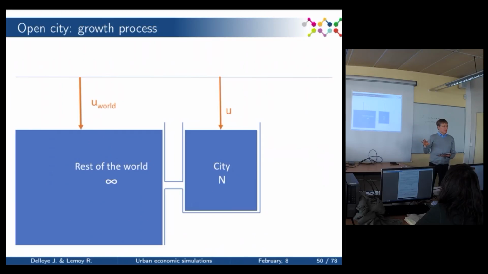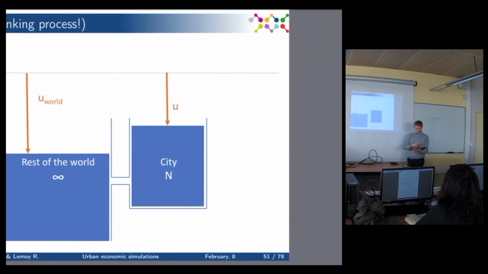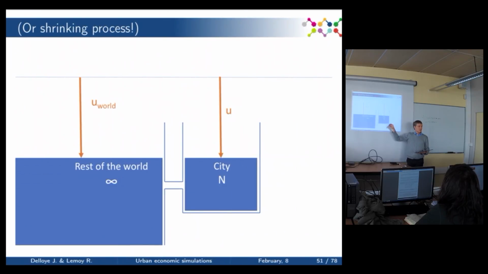With the price dynamics and this kind of dynamics for moves, you can try to build the model. Of course, this is a growth process of an open city, but it could also be a shrinking process. If the utility in the city was higher than in the rest of the world, people would want to move to the rest of the world, and then you would end up again with the same utility level and another population size in the city. So price dynamics make it so that demand and supply meet. When demand is high, price is increasing.